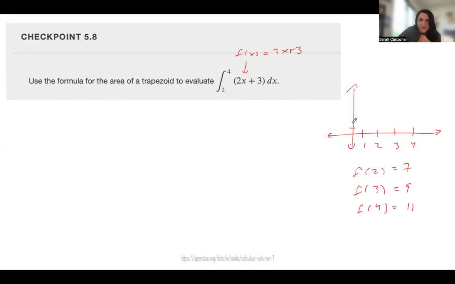So maybe I'll go 2, 4, 6, 8, 10, 12. So this is 12, 10, 8, 6, and I don't need to go any lower because that's what we have here. Since I'm looking from 2 to 4, I'm not going to plot 1. I'm just going to plot from 2 to 4. So 2 is at 7, so that's right here. Let me use a different color maybe. 3 is going to be at 9, so that's right here. 4 is at 11, so that's about here.